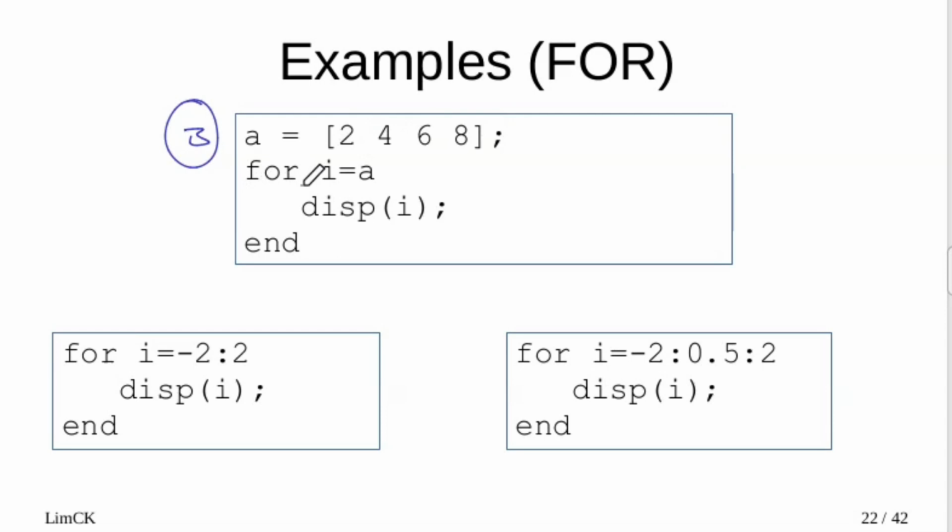Then I use a for loop. For I equal to A. I equal to A means I equal to this array. Then I will be 2 in the first round, 4 at the second round, 6 at the third round, and 8 at the last round. So display in the body here means that you have this output 2, 4, 6, 8. So this one is the first one.